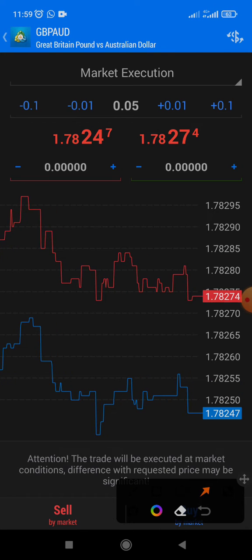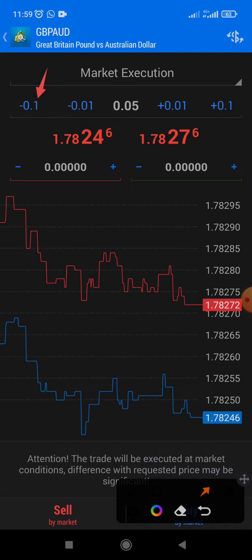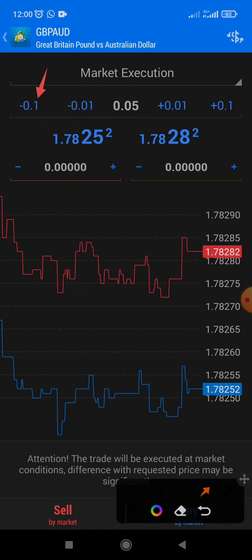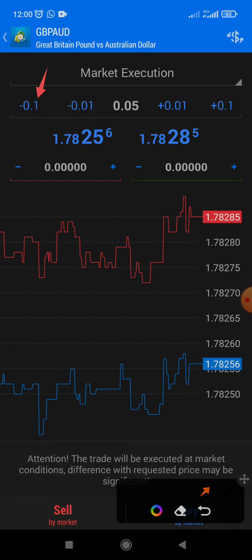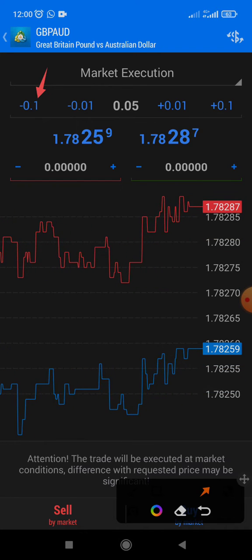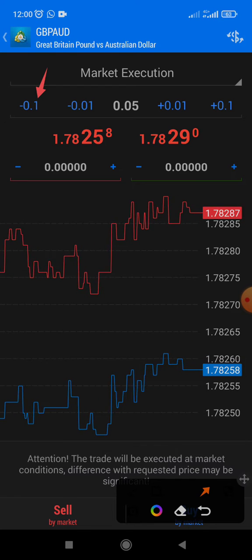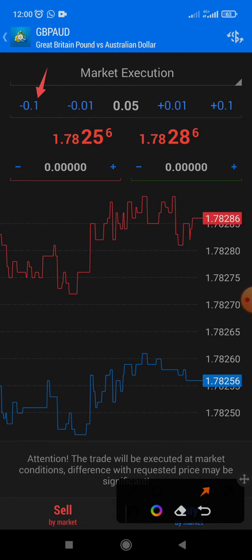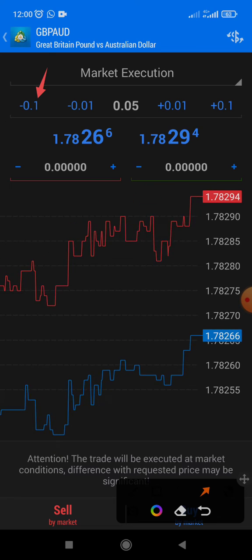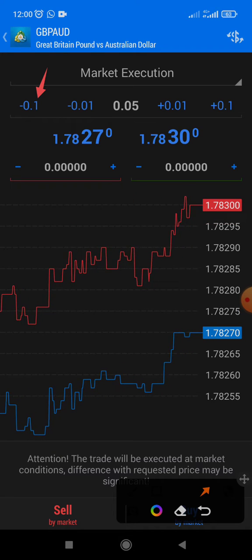If you take the first one here, which is the minus 0.1, that is if you want to reduce your lot size. You would use the minus 0.1. If you use that one, it means that you want to reduce your lot size by 0.1.